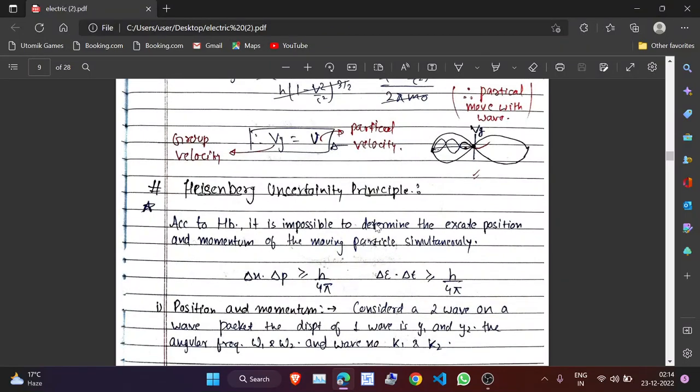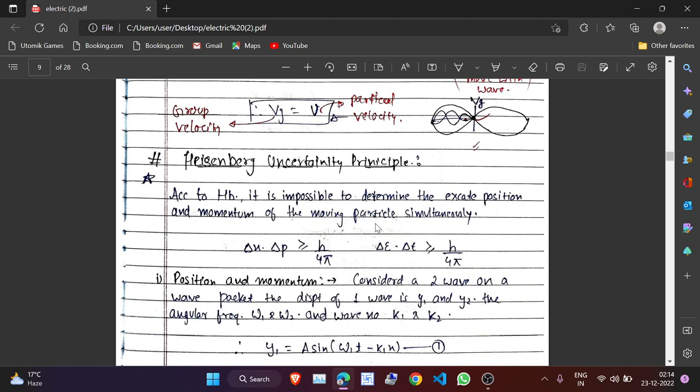So Heisenberg is the name of a scientist who did this experiment. It states that it is impossible to determine the exact position and momentum of a moving particle simultaneously. So here the word simultaneously is quite important. Why? What does it mean?